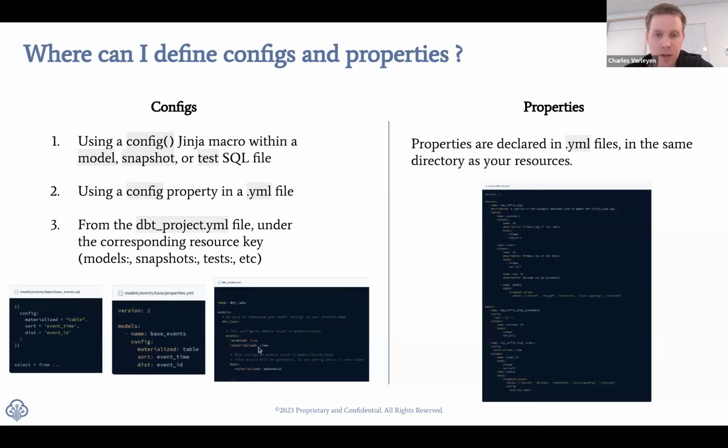You can have a default materialization in your dbt_project.yml. And if you put a different materialization within the config block of your model, what's closest to your model will take precedence. So here, for instance, materialized table, the model will be materialized as a table, even if it has materialized views in the dbt_project.yml. It's really everything that's closest to the model that will take precedence.